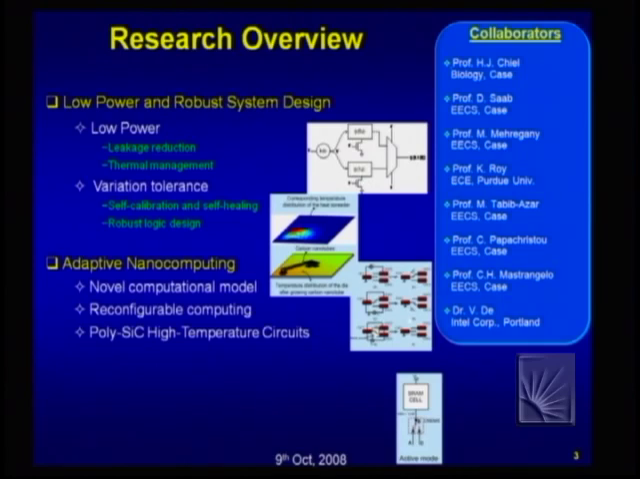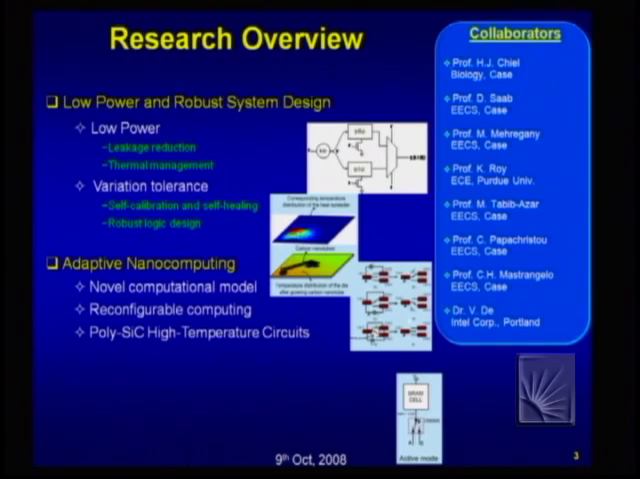And then in variation tolerance, we look into 2 specific types of circuit/architecture design techniques. The first one is called self-calibration and self-healing. It turns out that integrated circuits can heal themselves if you can design them appropriately. And also we look into robust logic design techniques in nanotechnology.